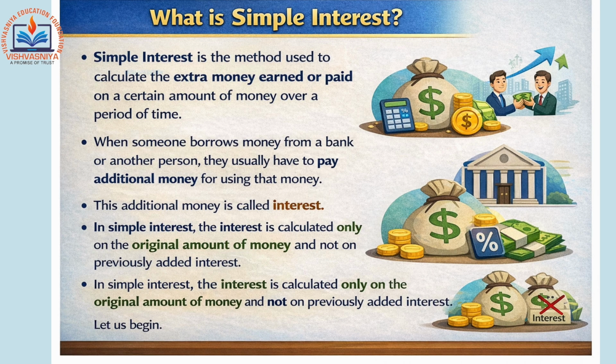Simple interest is the method used to calculate the extra money earned or paid on a certain amount of money over a period of time. When someone borrows money from a bank or another person, they usually have to pay additional money for using that money. This additional money is called interest. In simple interest, the interest is calculated only on the original amount of money and not on previously added interest.